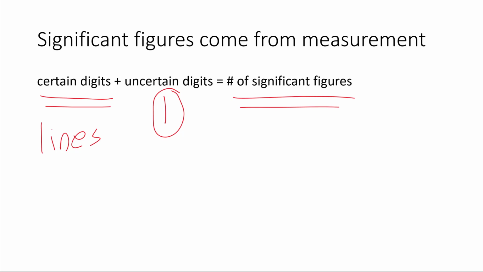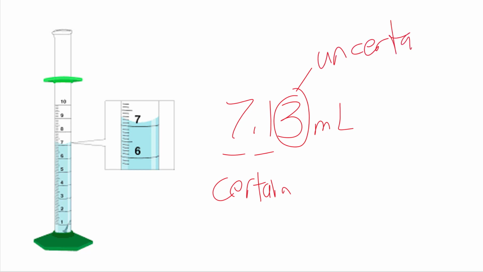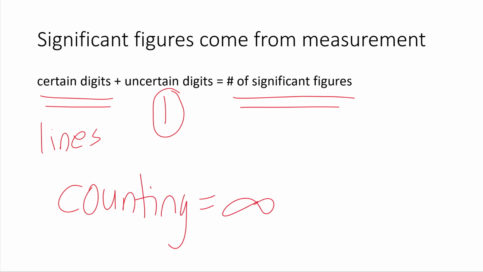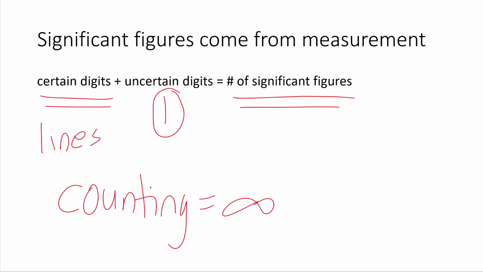So in this example that we just did, the 7 and the 1 are the certain digits, and the 3 is the uncertain digit, and that gives us the number of significant figures, which is 3 significant figures. But remember, when you're counting, it's an unlimited number of significant figures. So if you're counting graduated cylinders, there's 1 graduated cylinder in this image, it's actually not a measurement. It is counting, so that would be an unlimited number of significant figures, or infinite.